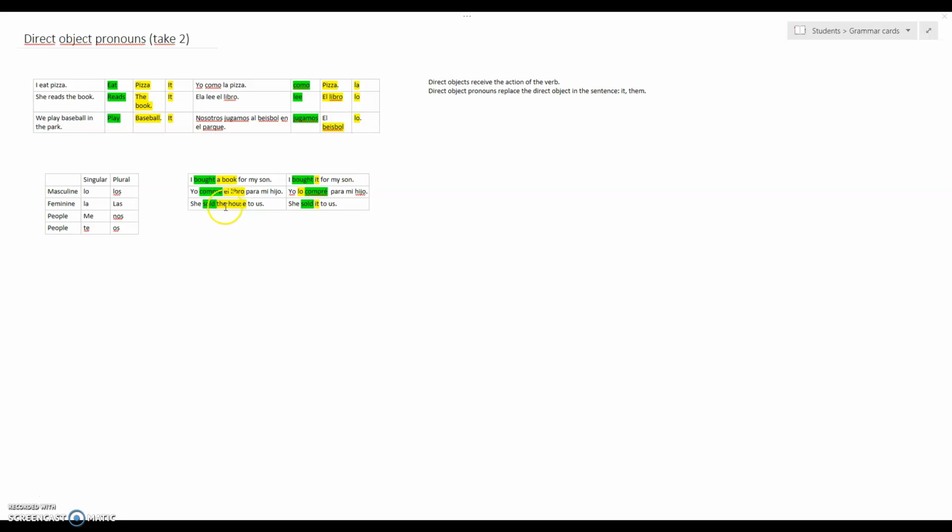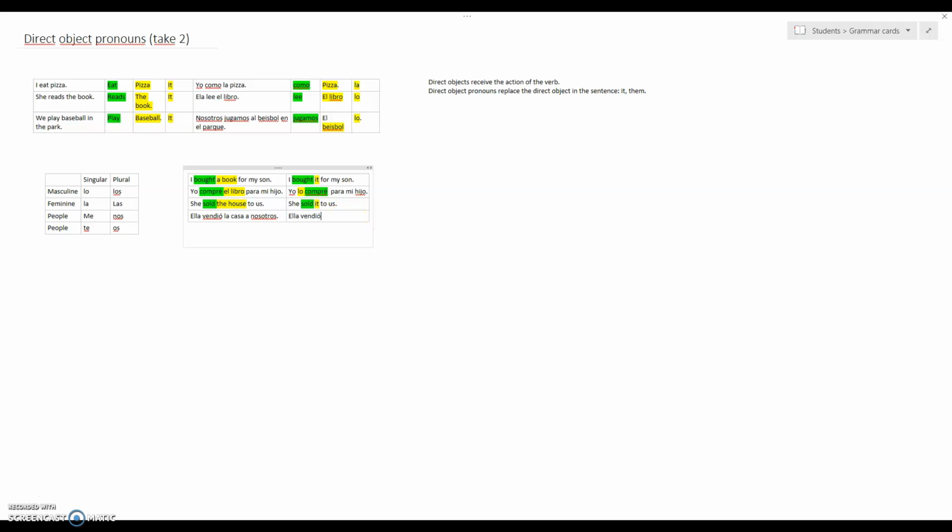And we said she sold the house to us. She sold it to us. All right, so that's the verb, the direct object, the direct object pronoun. Okay, so now let's get that sentence in Spanish. Ella, vender is the verb, so ella vendió la casa a nosotros.